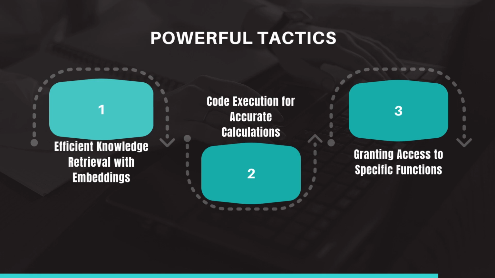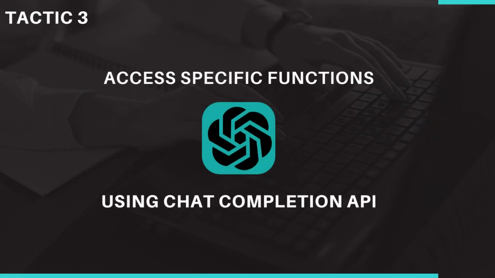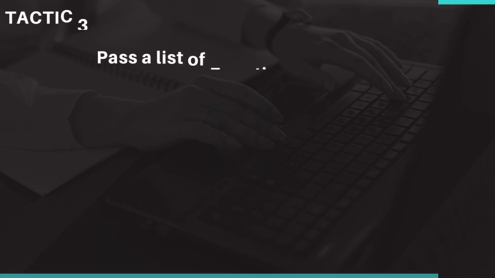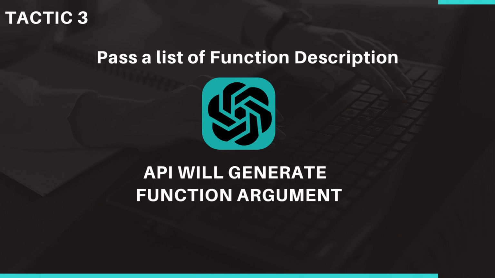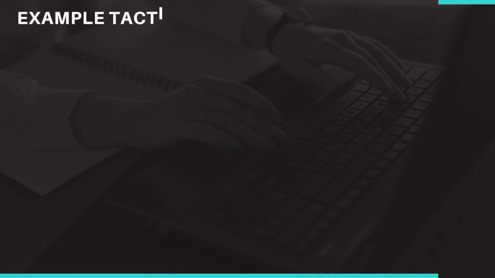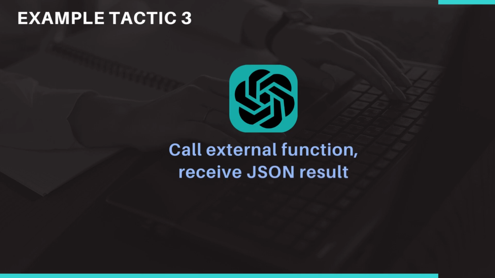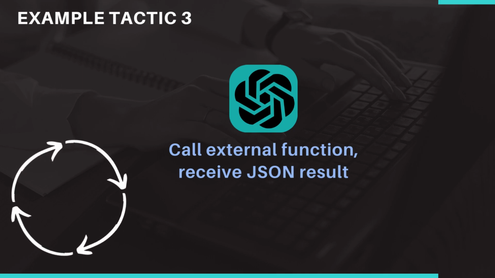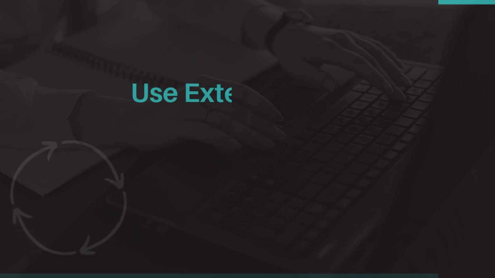Tactic 3: Granting access to specific functions. Lastly, let's talk about giving the model access to a specific function using the chat completion API. You can pass a list of function descriptions, and the API will generate function arguments according to the provided schemas. For example, you can instruct the model to call external functions, receive JSON formatted results, and use them in subsequent requests. It's like creating a seamless loop of information exchange, maximizing the model's capabilities.